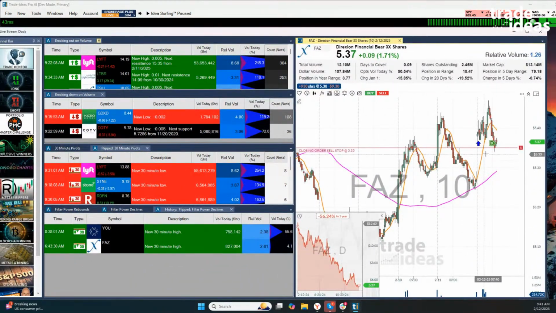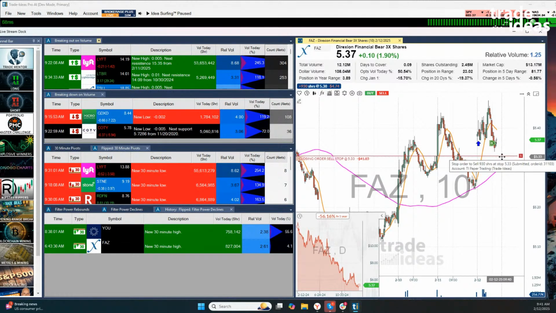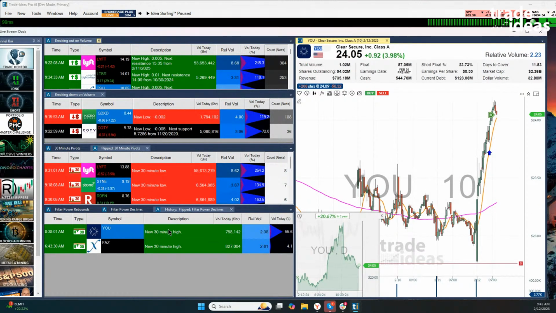Okay. So here I'm in FAZ right here. And again, you can adjust these too. See? And here it says with my 930 shares, I'm going to be down $41 if FAZ drops to right here, which is 533. It's pretty close. So I'm playing that very, very tight. $38 risk. See the beauty of it, you see the risk numbers on the charts. Okay. Let's go to YOU.